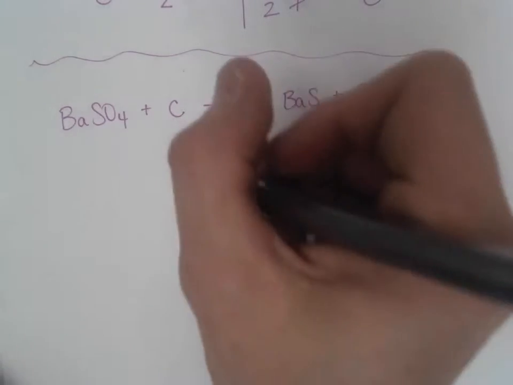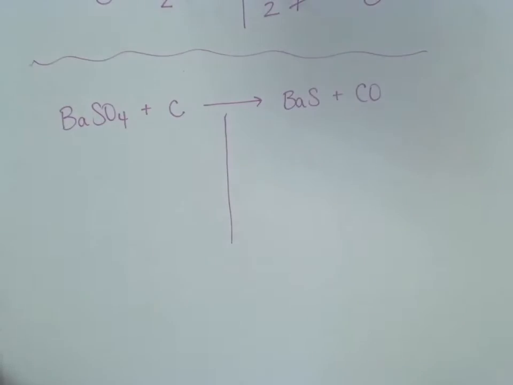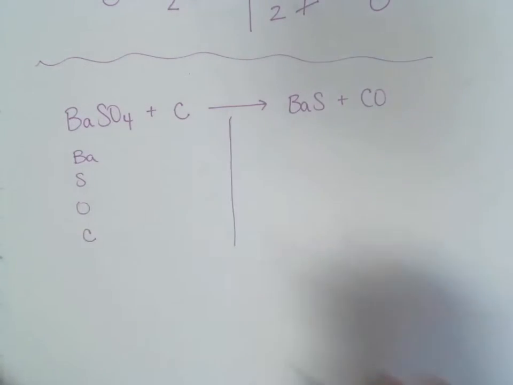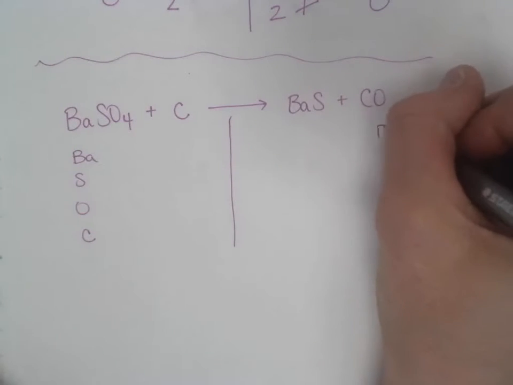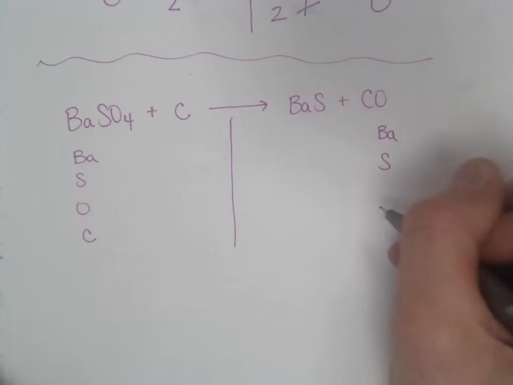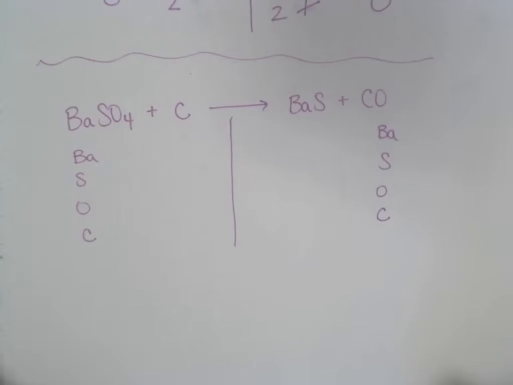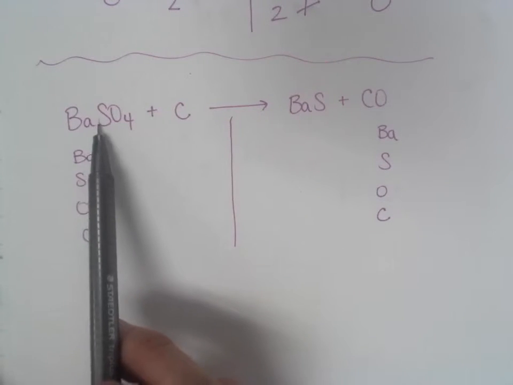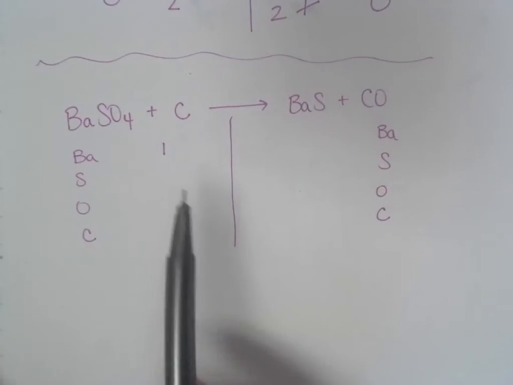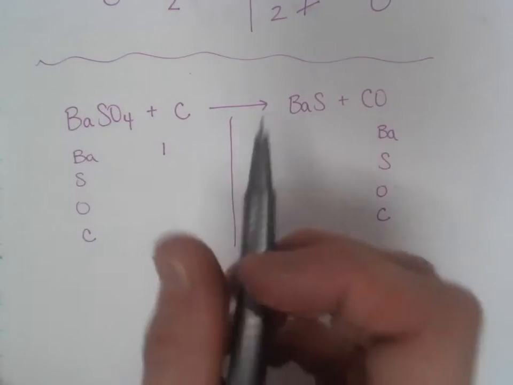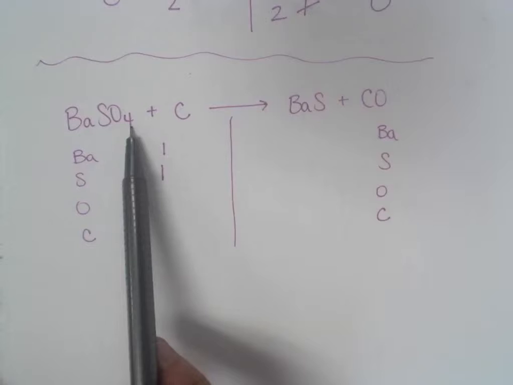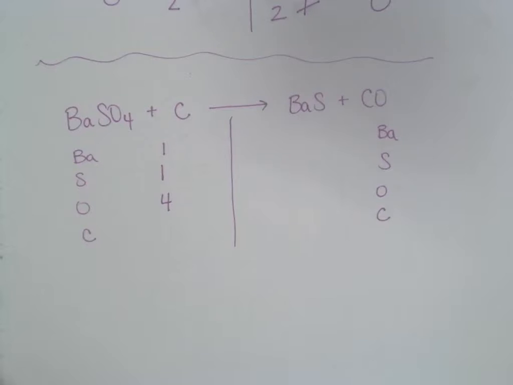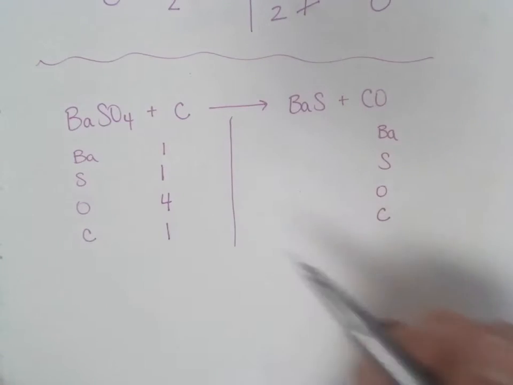We're going to first see if it's balanced right off the bat. So we're going to list our elements: barium, sulfur, oxygen, carbon. Same thing over here: barium, sulfur, oxygen, carbon. Okay, let's count them. How many bariums do we have? We just have one. There's no subscript and no coefficient. How many sulfurs? No subscript and no coefficient, so we have one. How many oxygens? There are 4 oxygens because there's a subscript of 4 on the O. And how many carbons? We just have one.